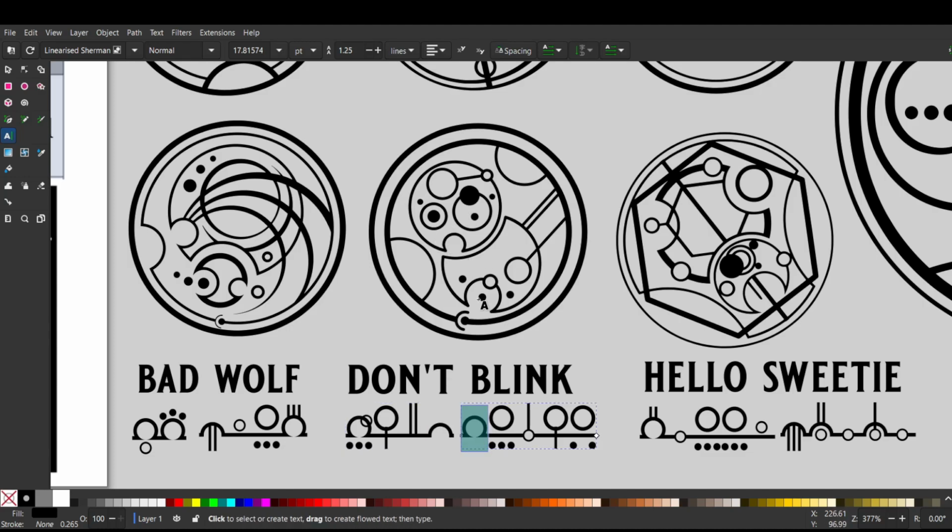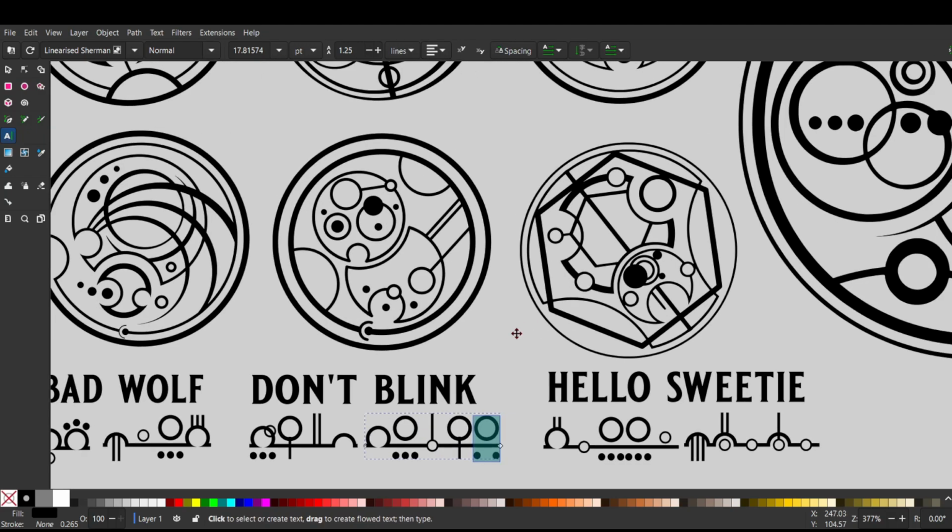blink. B, L, 1, 2, 3 dots on the L, I, line going inwards, N, one line, and then a K with 2 dots.